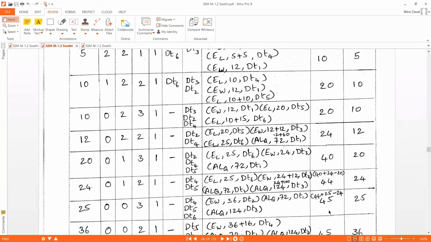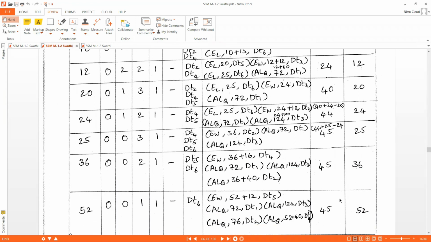Now we will calculate the busy loader time. From simulation clock 24 to 25, only one loader was busy, so 44 plus 25 minus 24 is equal to 45. 45 is the total busy loader time at simulation clock time 25. The total busy scale time at simulation clock time 25 is 25 because the scale is busy for the complete 25 minutes. So like this we need to solve this problem.